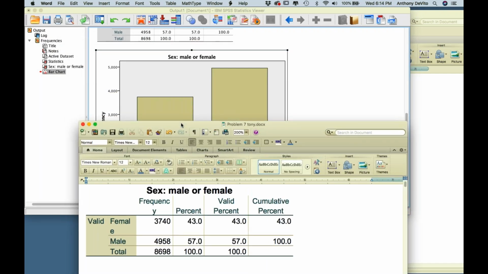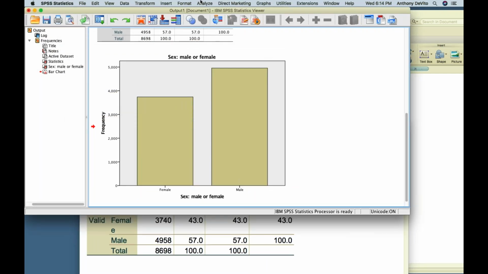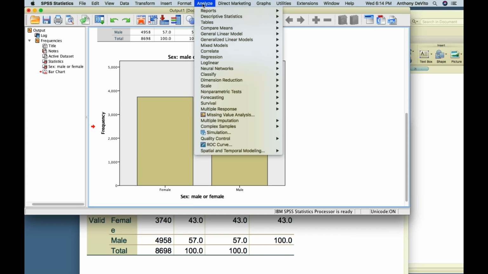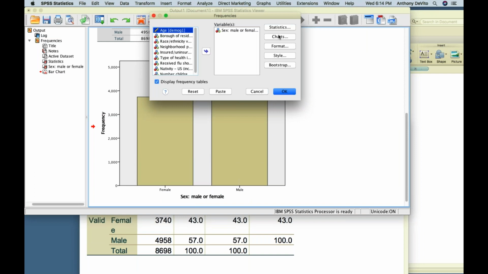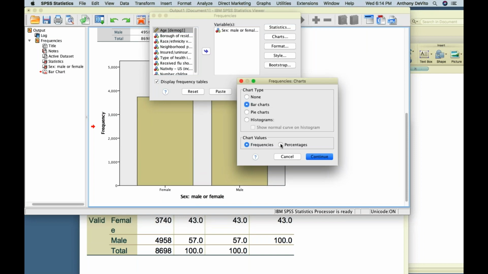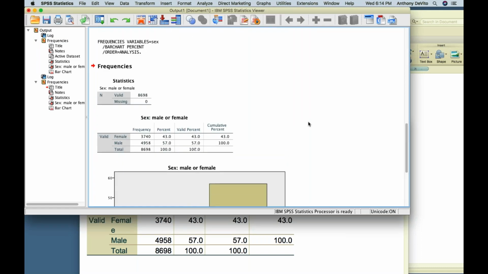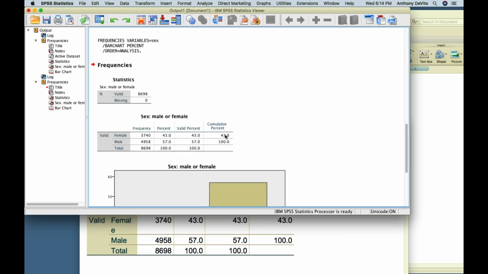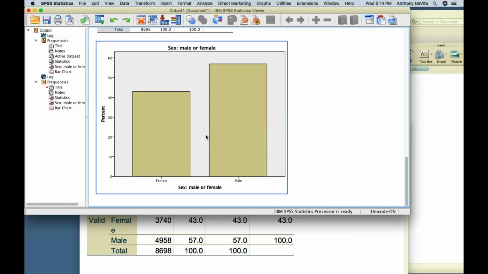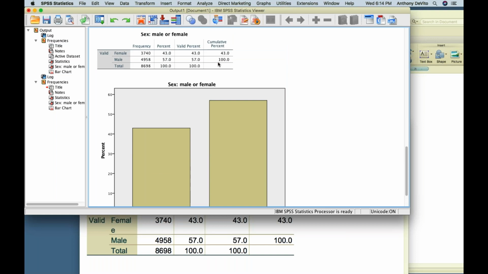Now we're going to take this to the next step. Oh, by the way, just so you can see, I'm going to go up to Analyze, Descriptive Statistics, Frequencies, except this time I'm going to go into Charts, and I'm going to tell it, do it by percentages instead. I'm going to say, okay. Notice SPSS repeats everything. It did the chart again, so on and so forth. This time, it does it by percentages. So you can see that 43% of the population is women, and 57% of the population is male. So you could do it that way.